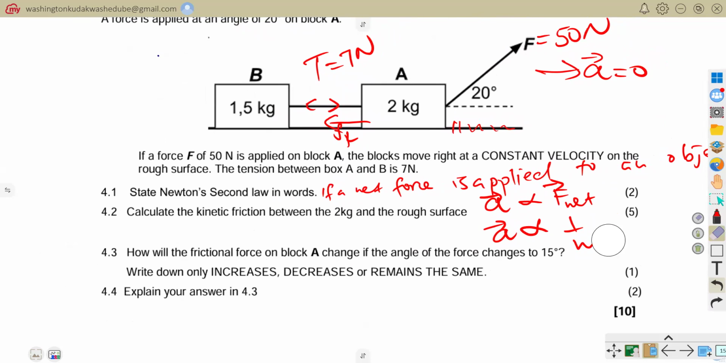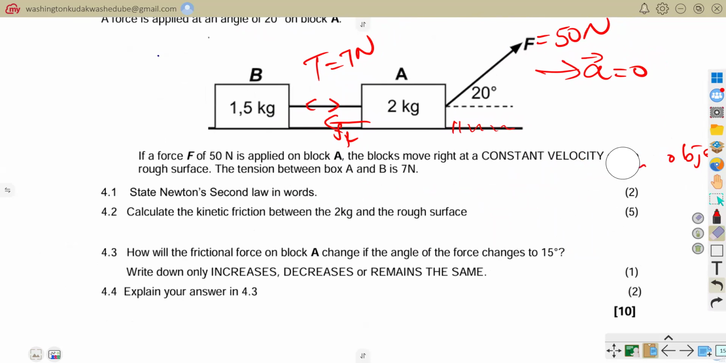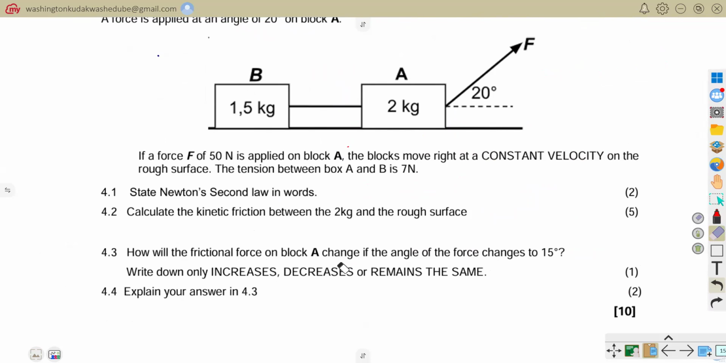Now, they are saying calculate the kinetic friction between the 2 kg block and the rough surface. If this force is equal to 50 newtons, we need to resolve it into its two components. We have determined that the vertical component would be F sin theta and the horizontal component would be F cos theta.